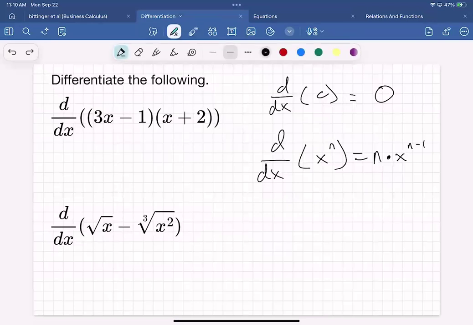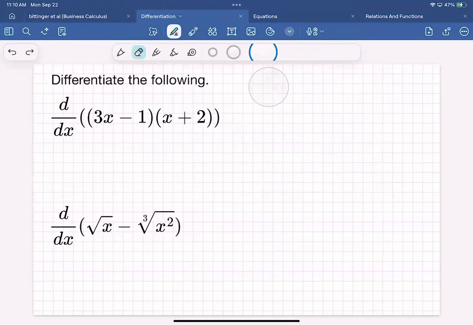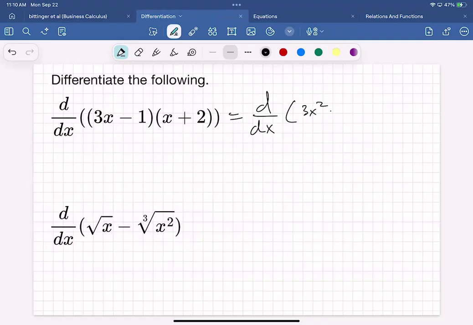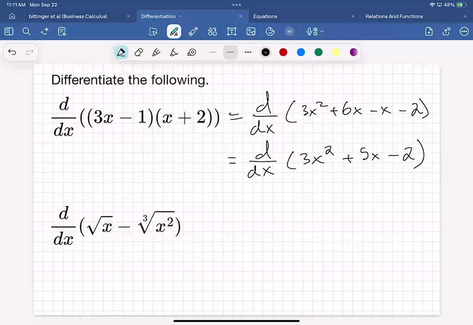Now, moving into this problem here, though, we want to be able to multiply first so that we can get it into terms rather than two factors. So we'll have 3x squared plus 6x minus x minus 2. And then we can combine like terms. Once we get here, this is where the limit properties help us that we were talking about as far as breaking this into individual terms.